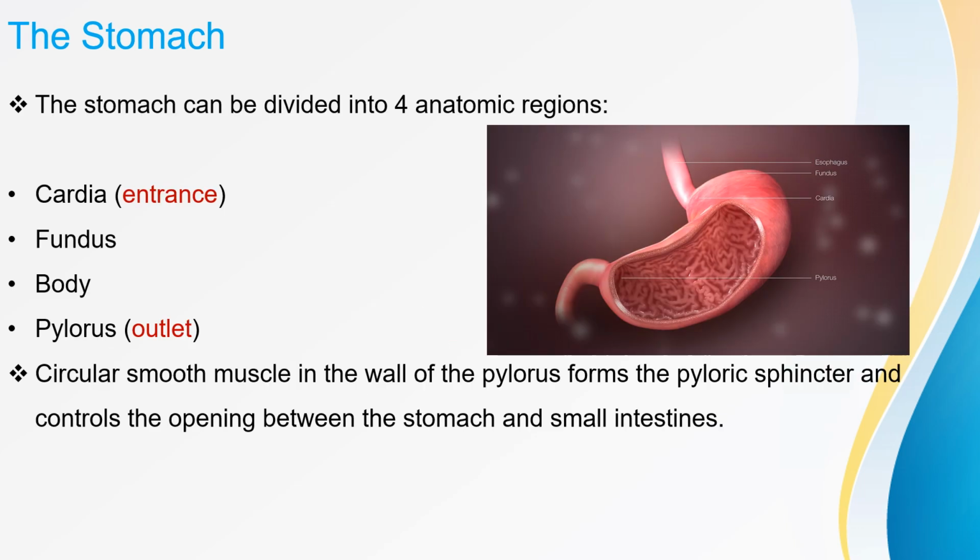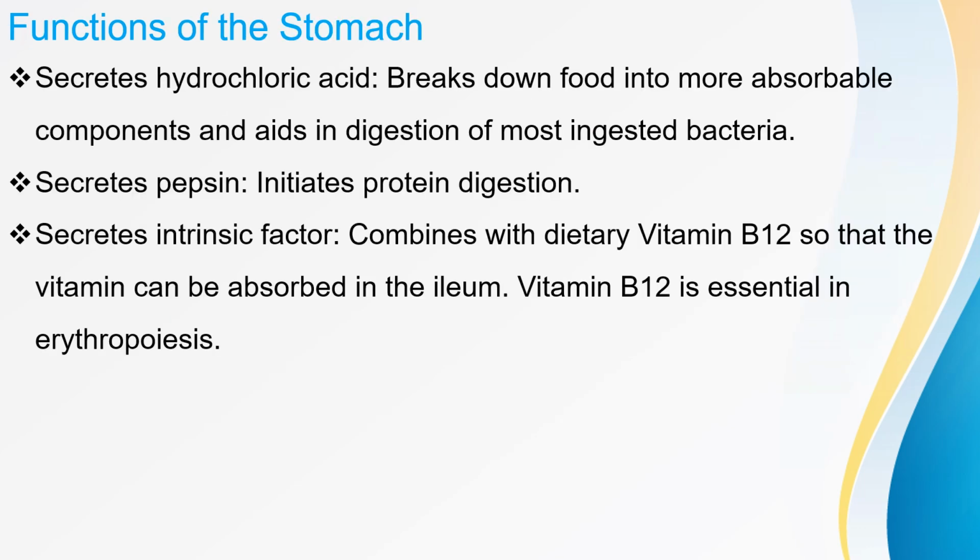The stomach can be divided into four anatomic regions, namely the cardia, which is the entrance, the fundus, the body, and the pylorus, which is the outlet. Circular smooth muscle in the wall of the pylorus forms the pyloric sphincter and controls the opening between the stomach and small intestines.